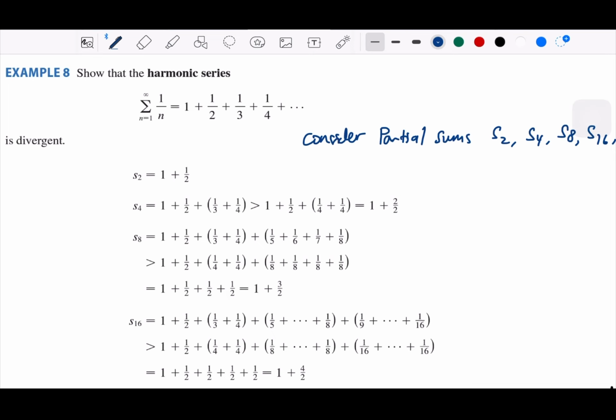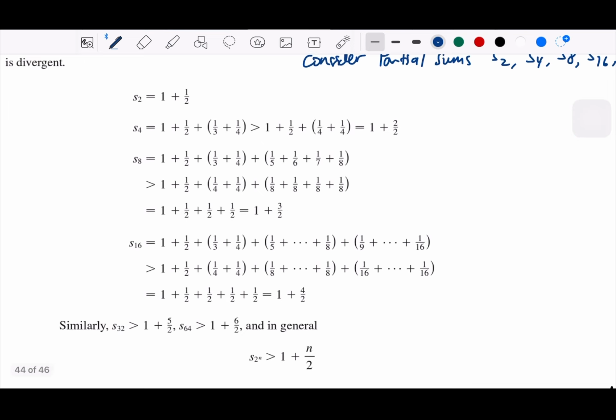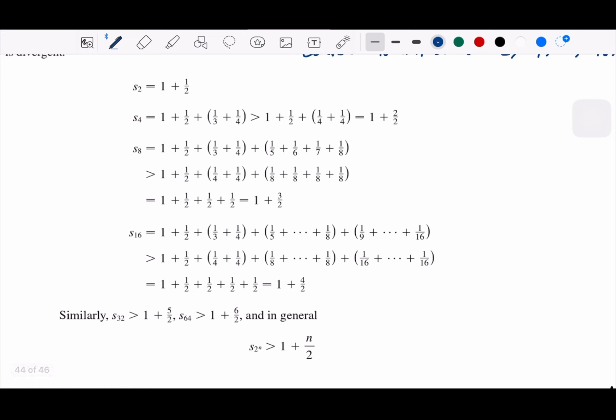What we are going to do here is make this a conclusion. You see that it's going to be 1 plus 2 over 2, and then 1 plus 3 over 2 for S8, and for S16, 1 plus 4 over 2. With the same method, if we multiply the terms, we could see that this is going to be 1 plus 5 over 2, and if we multiply the terms again, we could get 1 plus 6 over 2, okay?